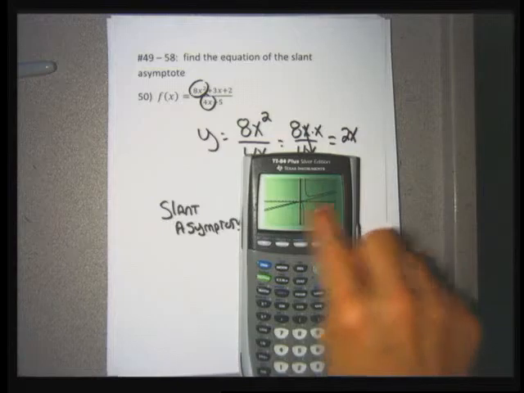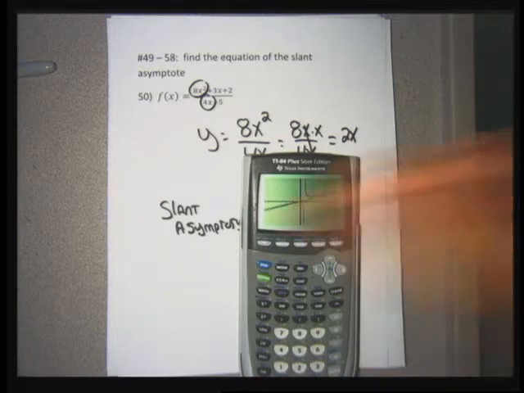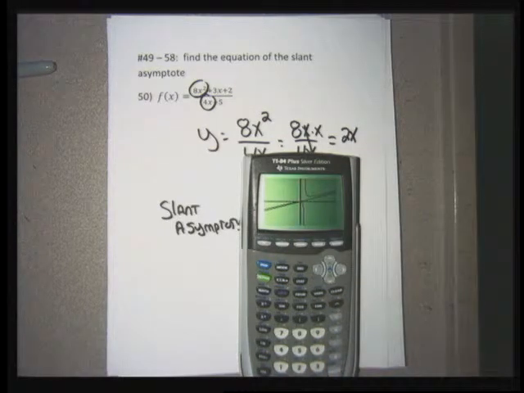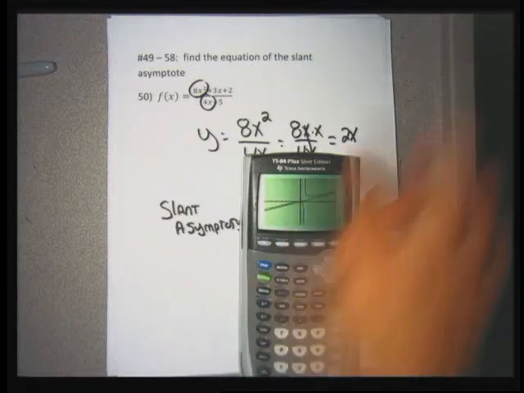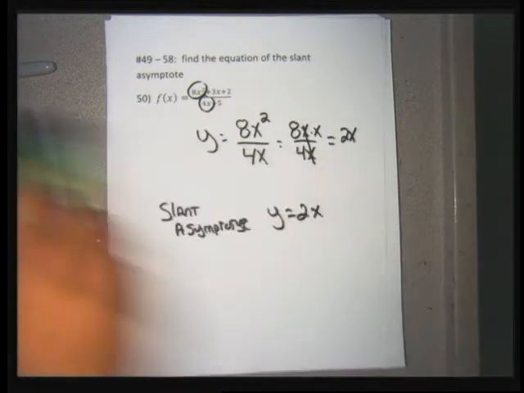The graph is going to follow this line all the way up and to the right and all the way down and to the left. So the graph of fractions don't have to track to horizontal lines. They can track to slanted lines, or just lines that don't have a slope of 0, should I say. Here it's tracking to a line that has a slope of 2.